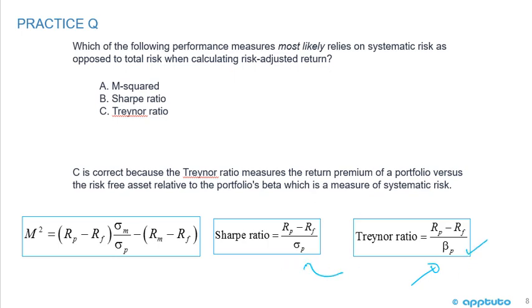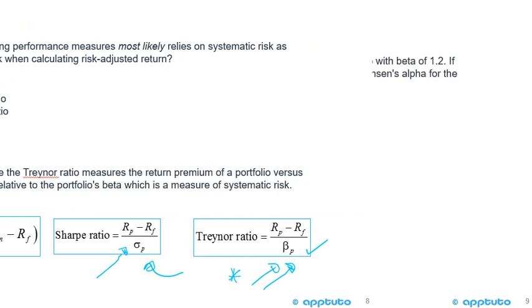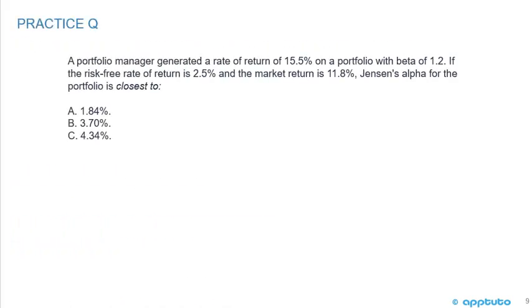If we look back to the Sharpe ratio, it's basically the same formula. The numerator is the same, but the denominator had the total risk, not systematic risk, which was the standard deviation of the portfolio. And again, if we look at the M-squared, in terms of the risk, we're looking at the standard deviation of the market relative to the standard deviation of the portfolio. Again, standard deviation is the total risk. So only the Treynor ratio is measuring the systematic risk as indicated by the beta in the denominator of the formula. So the third and last practice question for this LOS.